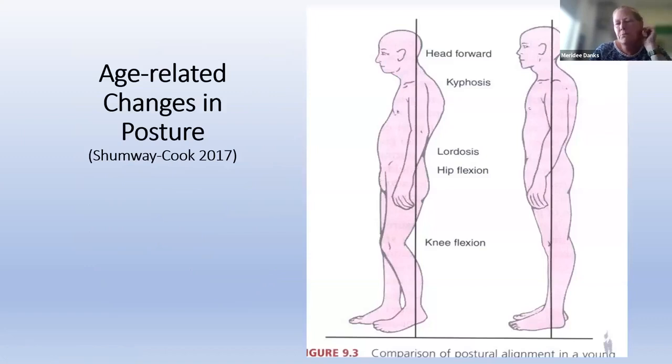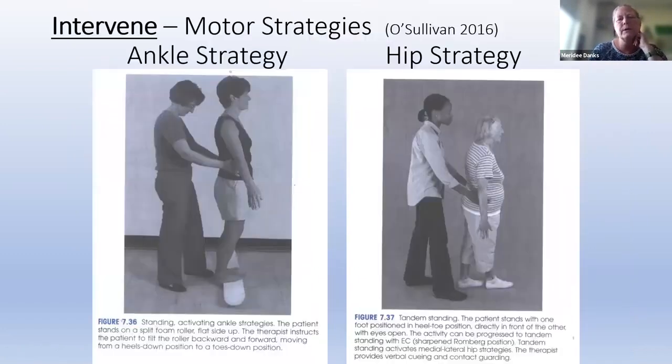Posture can impact our balance also. So very important that we assess a person's posture. As a person gets older, they tend to get a little bit more kyphotic, a little bit more lordotic, forward head, flexion at the knee and hips. So improving posture is modifiable, if it's not structural, and that's something we might look at.